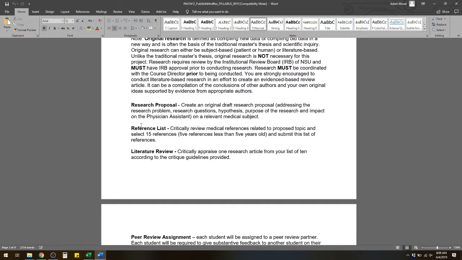We have changed this a little bit to where you're going to be doing 15 references at a minimum. You'll probably go beyond that, I imagine. And then 5 of them need to be at least within the past 5 years. Okay, that's to make sure you're getting the most up-to-date information in regards to what's being done out there in terms of research. Okay.